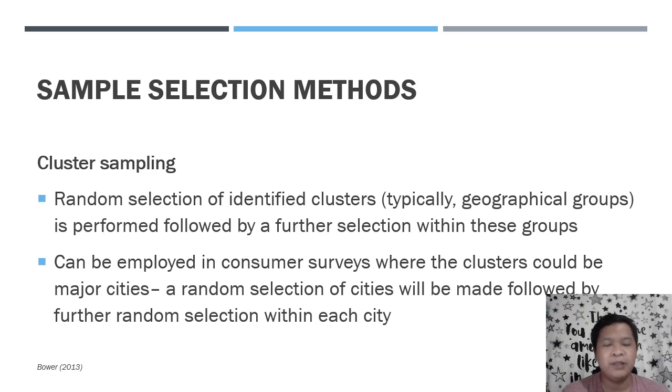So, in cluster sampling, you want to look at those clusters na pre-identified mo, usually nga geographical groups. And from each cluster, you can now select whatever method yung gagawin mo within the cluster, but it should be the same for each cluster. And for example, you want to look at consumer acceptance of a certain beverage, and then gusto mong i-cluster siya based on region, no?